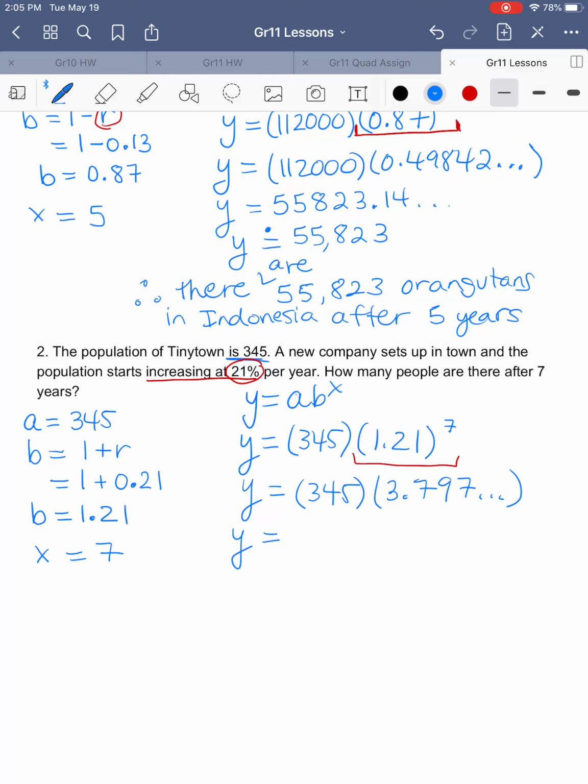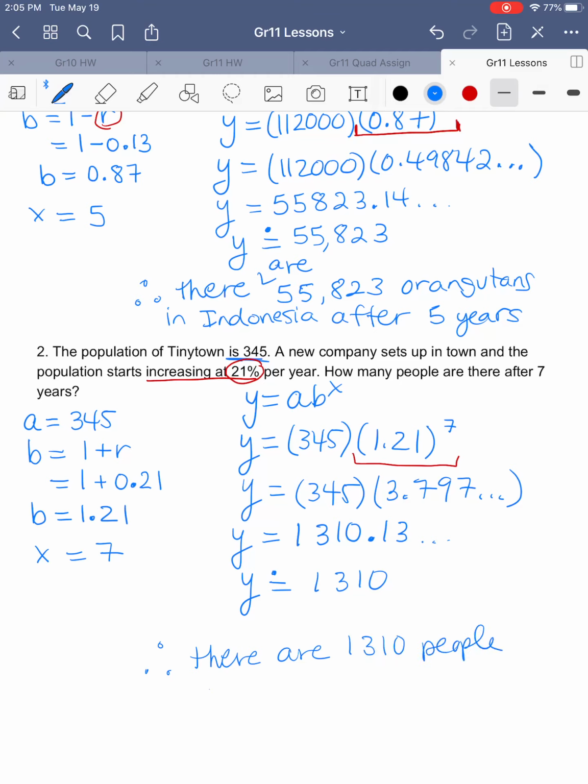Then we multiply that by 345 and we get 1,310.13 and so on. But again, we cannot have part of a person, so we need to round this to 1,310. And now let's write a summary sentence. Therefore, there are 1,310 people after 7 years.